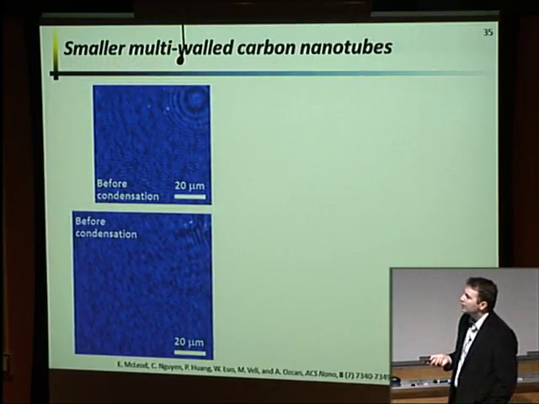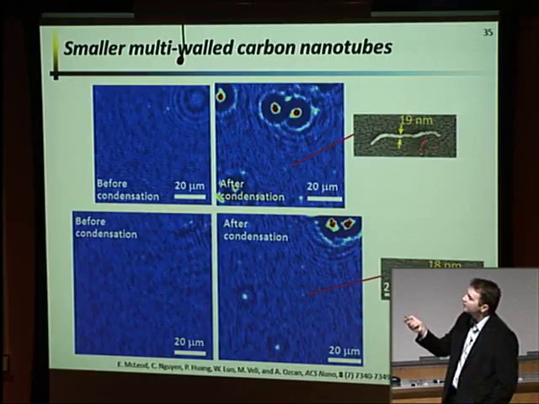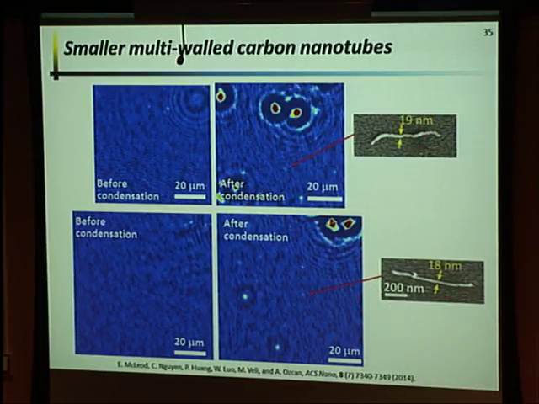This is an example of looking at carbon nanotubes again, but these ones are much thinner. They're sub 20 nanometers. And this is an example that's really right at our limit.